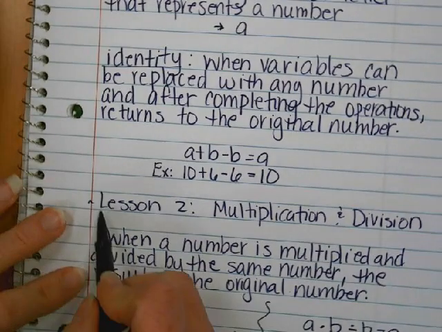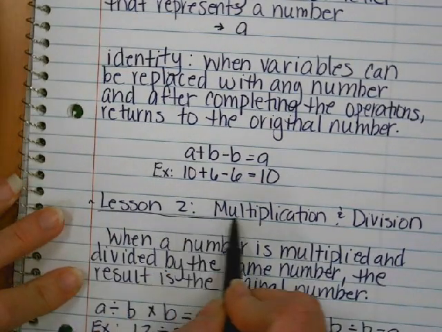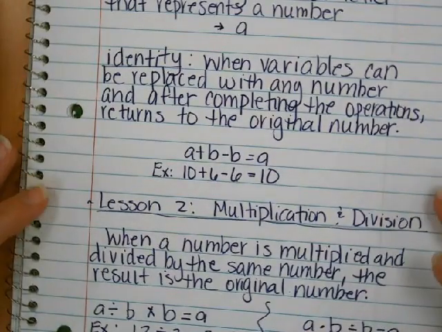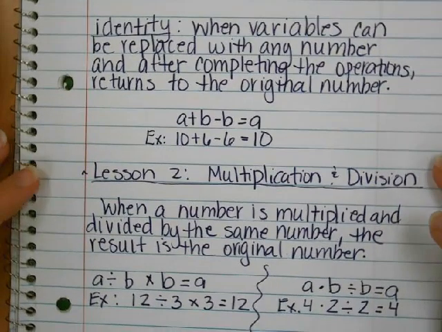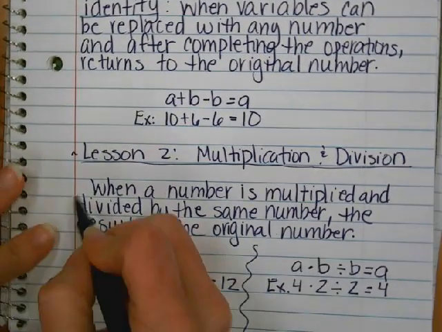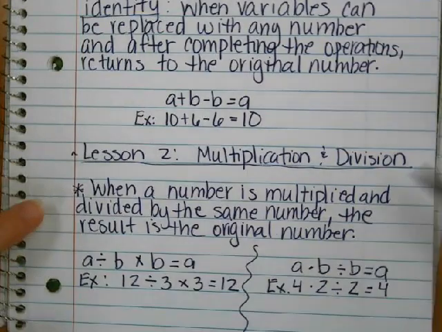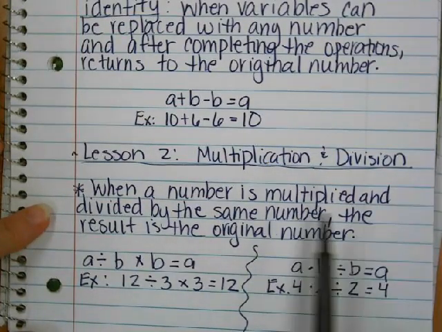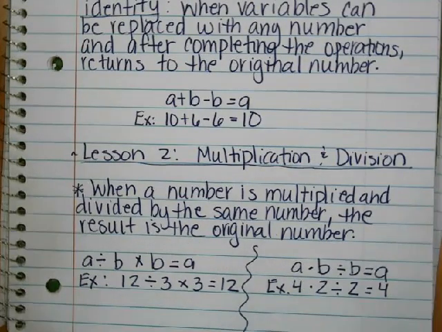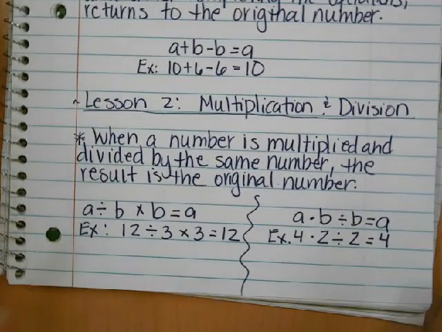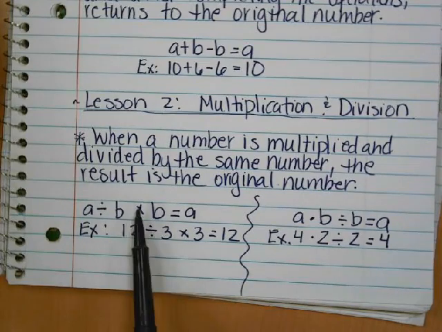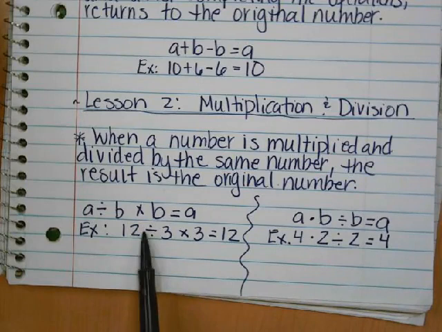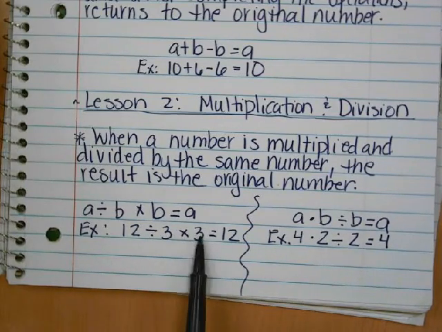Lesson 2, multiplication and division. So we're covering both lessons today. It's still the same vocabulary, just showing what that equation would look like for multiplication and division. So the big idea that we want to remember is that when a number is multiplied and divided by the same number, the result is the original number. And I have 2 examples down here at the bottom. A divided by b times b equals a. An example of that would be 12 divided by 3 times 3 equals 12.